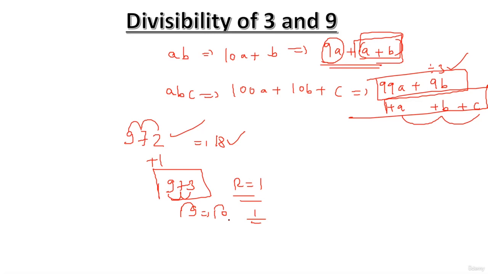Now, since 9 and 99 are also multiples of 9 itself, the same test of divisibility can also be applied to divisibility of 9. So you add the digits. If the sum comes out to be a multiple of 9, the number is a multiple of 9. If not, you will get the remainder when the number is divided by 9.